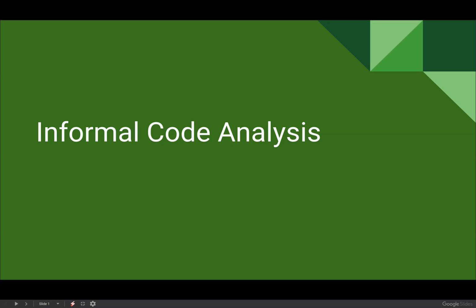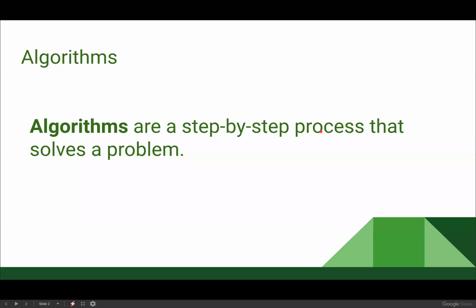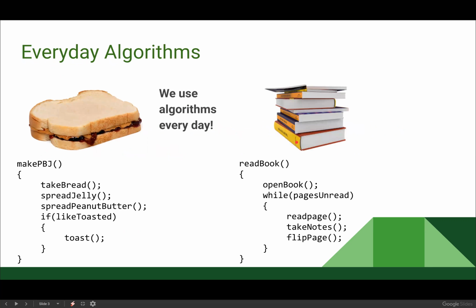All right, today we are going to be discussing informal code analysis and figuring out how efficient our programs are. So let's talk about algorithms first. Algorithms are a step-by-step process that is going to solve some problem. I believe we've talked a little bit about algorithms during the string whatever lesson. So talking more about algorithms today. And we use algorithms all the time, every day.